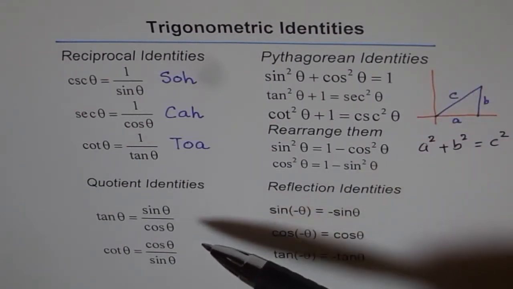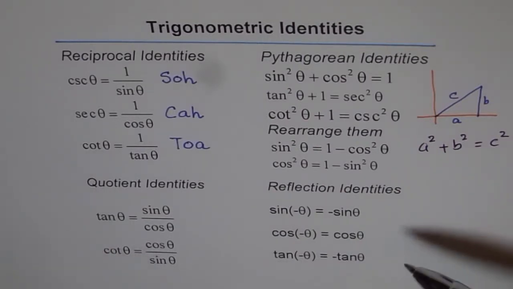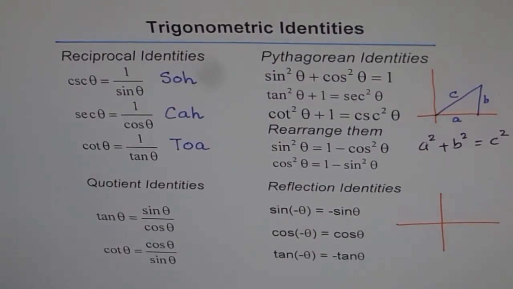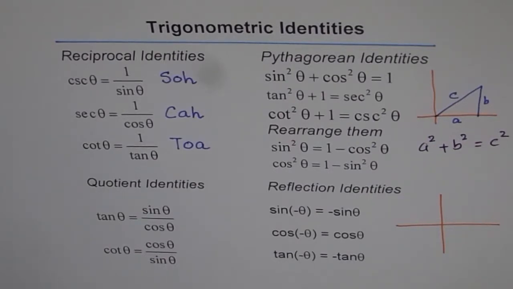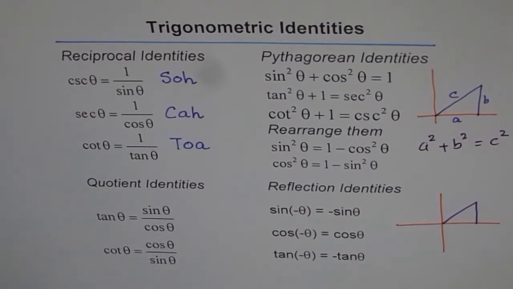Now we have got quotient identities. Tan theta is sine over cos. Similarly, cotangent theta, which is the reciprocal of tan, will be cos over sine, correct? And then we have reflection identities. Now what does it really mean by reflection identities? So in reflection identities, what happens is, let us assume that we have 2 triangles, right? So one triangle is here and the other one is reflected. Okay, let me reflect this one, okay?